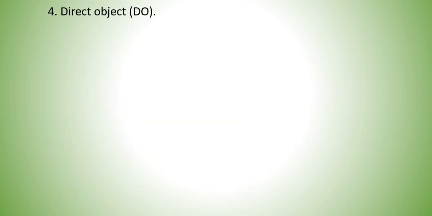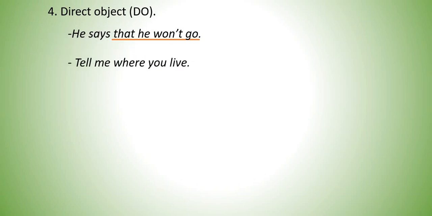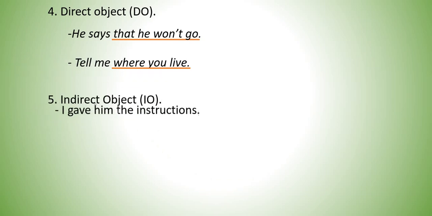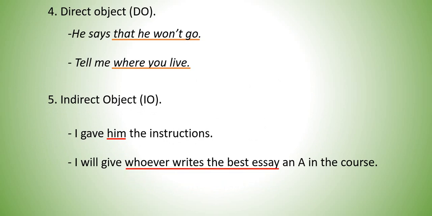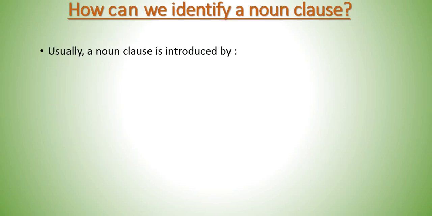As a direct object, we have: he said that he won't go. So you ask what he said: that he won't go. So you guide the student. Tell me where you left. Where you left will be the direct object. Indirect object: we have give him whoever writes the best essay. So you ask to whom.